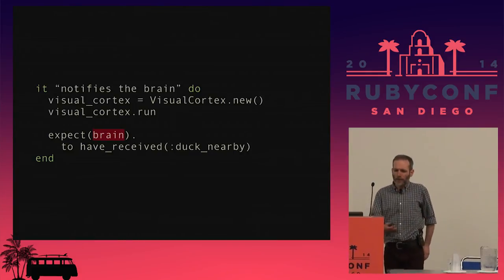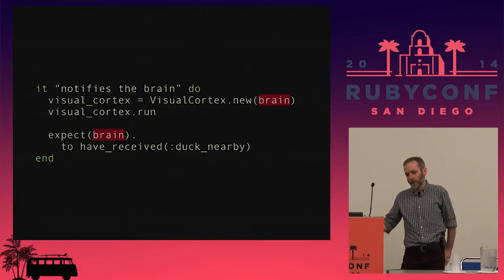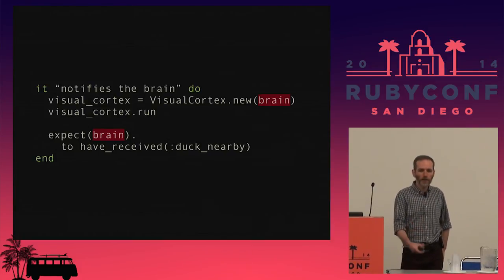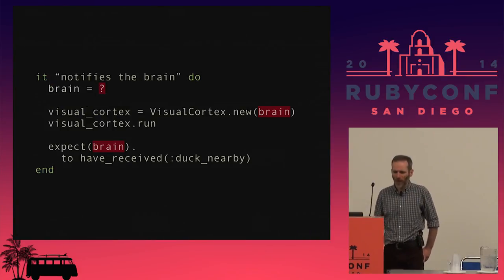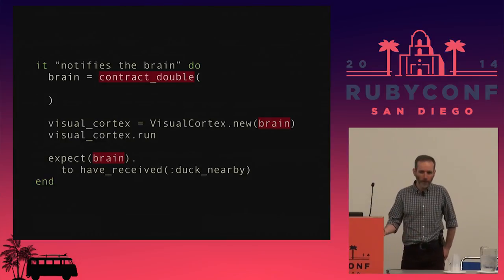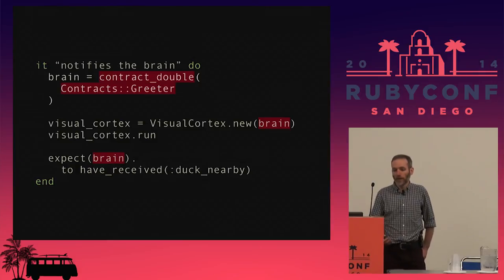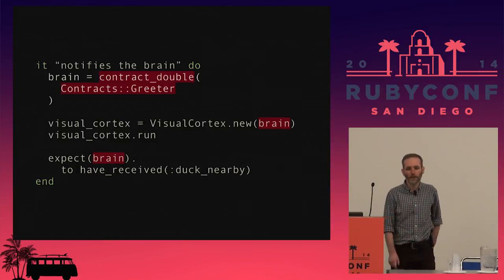So I'm going to use a similar trick from before. I'm going to pass something in to the initializer when I create it. I'm going to say, when I create visual cortex, I'm going to give it an object, and I'm going to check that you called something on this object. So what is this thing we're going to pass in? Well, it's a contract double, of course. It's a thing that I used before. And I'm going to create a new contract, and I'm going to call this contract greeter, because this is to do with greeting nearby ducks.